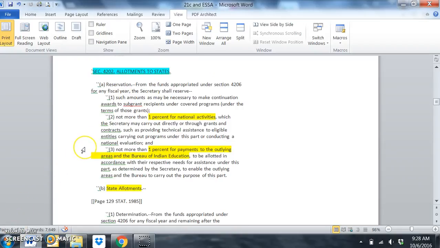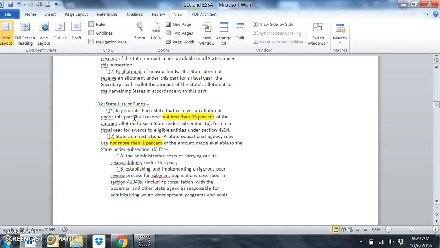The next section of the law, 4202, focuses on funding and how it flows. After Congress and the President sign the amount available for the program, 1% comes off the top for national activities, which is managed by the U.S. Department of Education. Another 1% goes to payments to outlying areas, places like Guam, for example, and the Bureau of Indian Education.